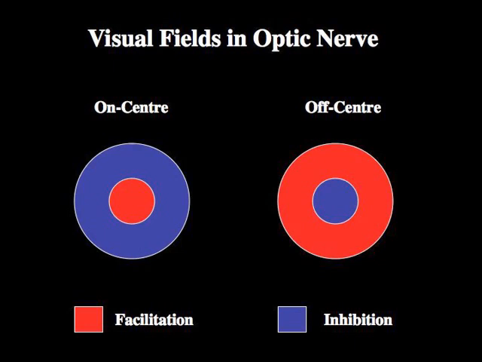These visual fields with this donut shape, this facilitation and inhibition, or inhibition and facilitation, are central to our understanding of visual physiology and central to our understanding of sensory physiology generally, because they allow operation through a process known as lateral inhibition. Lateral inhibition is a feature of most, if not all, of the sensory systems.